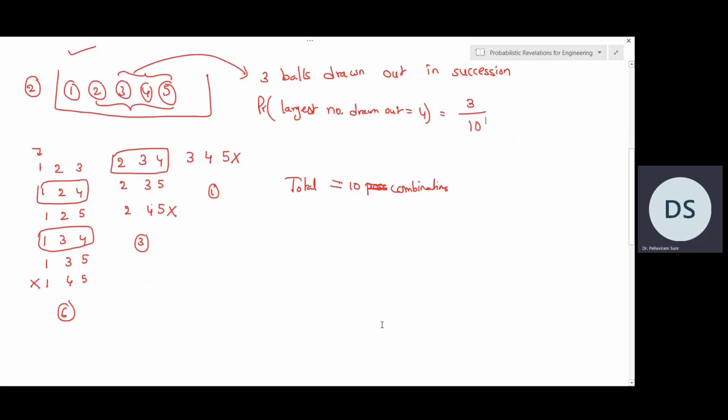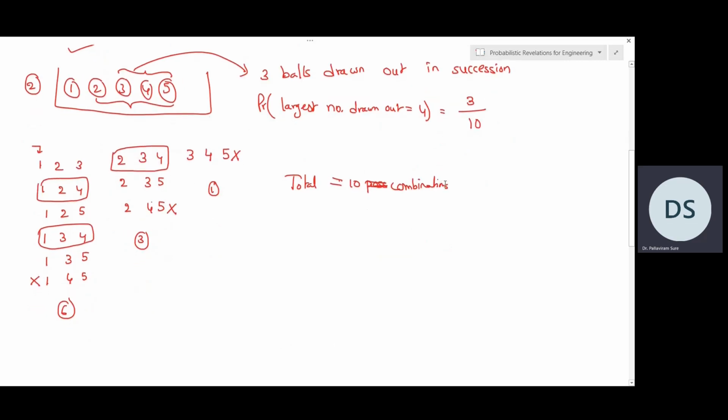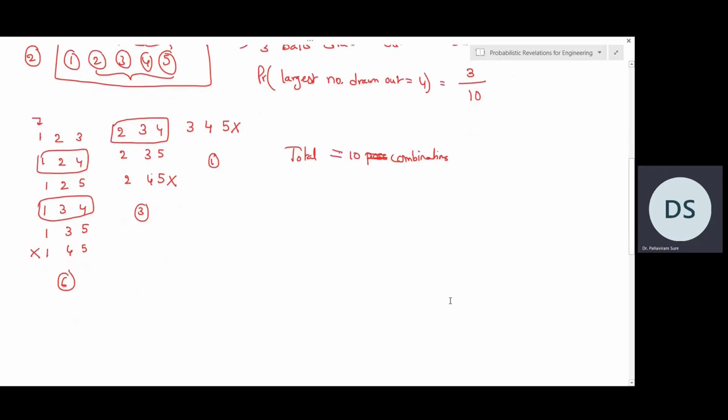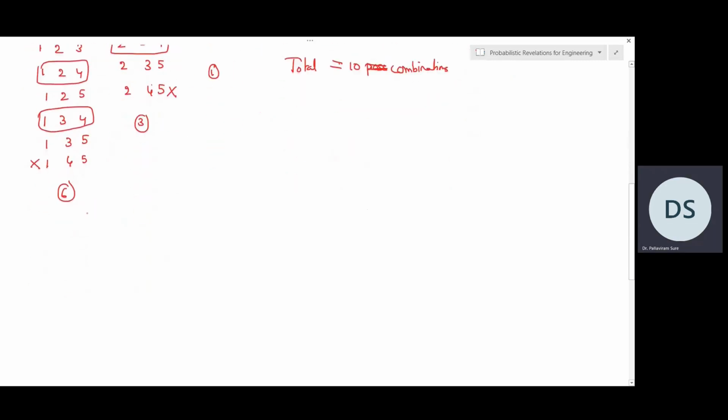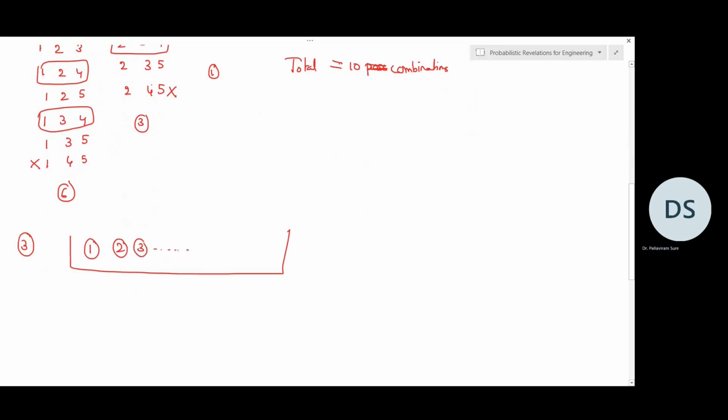So this is how we can write the probability when combinatorics is involved. But however, let us repeat this problem again. And this time, let us generalize. So let us say there are balls 1, 2, 3 and so on till n. And let us draw k balls in succession.